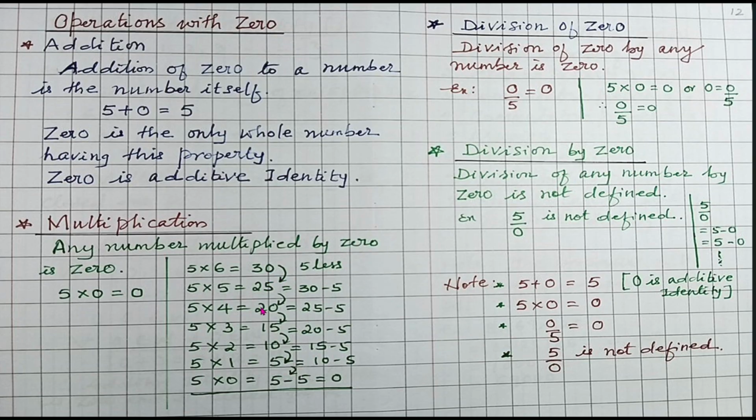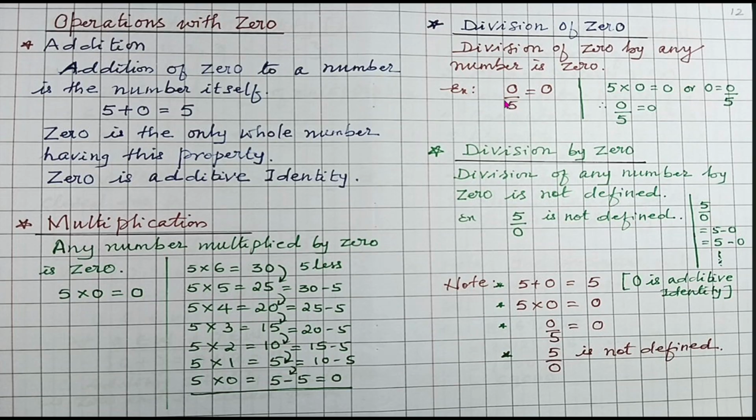5 into 4 is 20. Again 5 less. 5 into 3 is 15. Again 5 less. 5 into 2 is 10. Again 5 less. 5 into 1 is 5. Again 5 less. 5 into 0 has to be again 5 less, which is 0, and therefore 5 into 0 is equal to 0, which explains why 5 when multiplied by 0 is again 0. Please remember that.